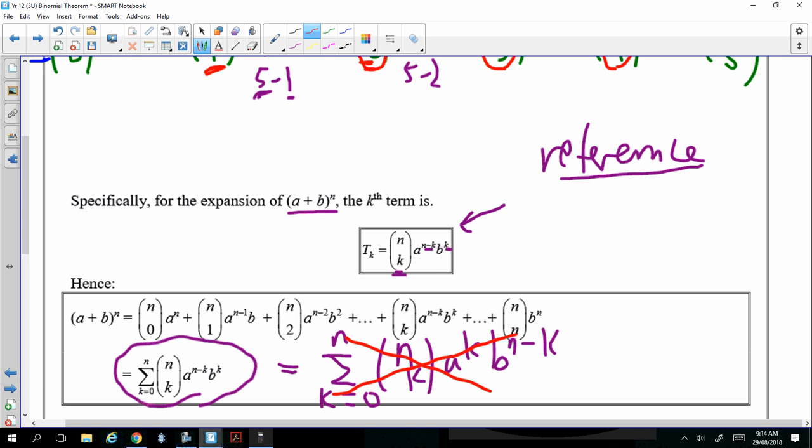And you get the n minus k. Okay? So do not use the first version on the reference sheet. Use the second one. I think that's more accurate. Okay.